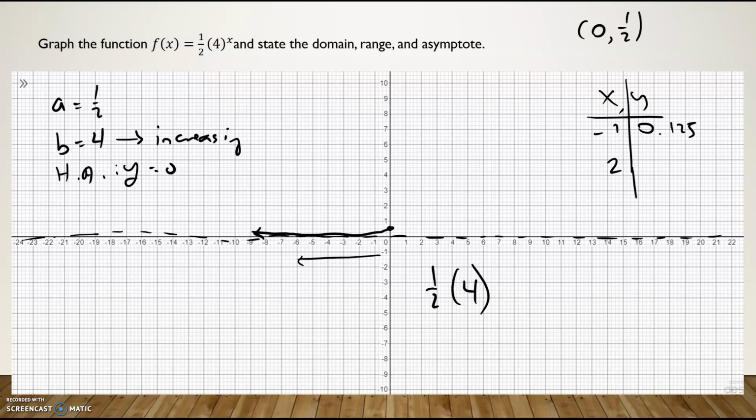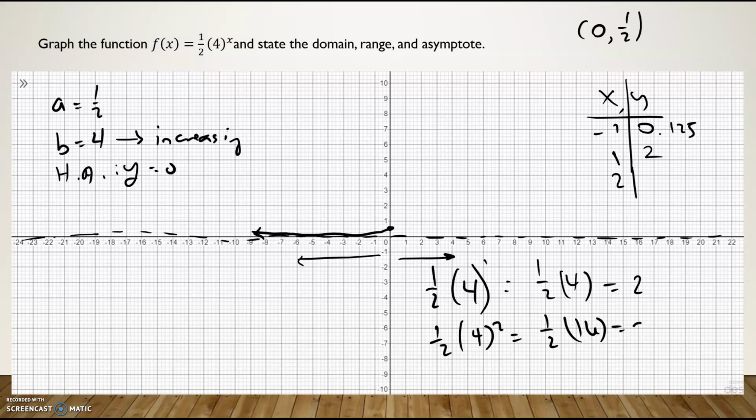So I'm going to switch and use positive x values over here. So we'll look at 1 and 2. So 1/2 times 4 raised to 1, so it'll be half of 4. So that would be 2. And then 1/2, 4 raised to 2. So half of 16, that will be 8. Okay, so we'll have 1, 2, and 2, 8.